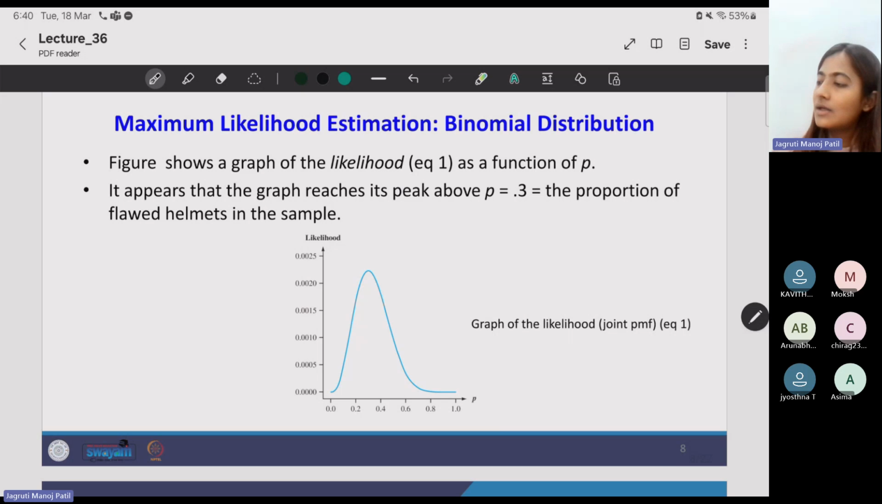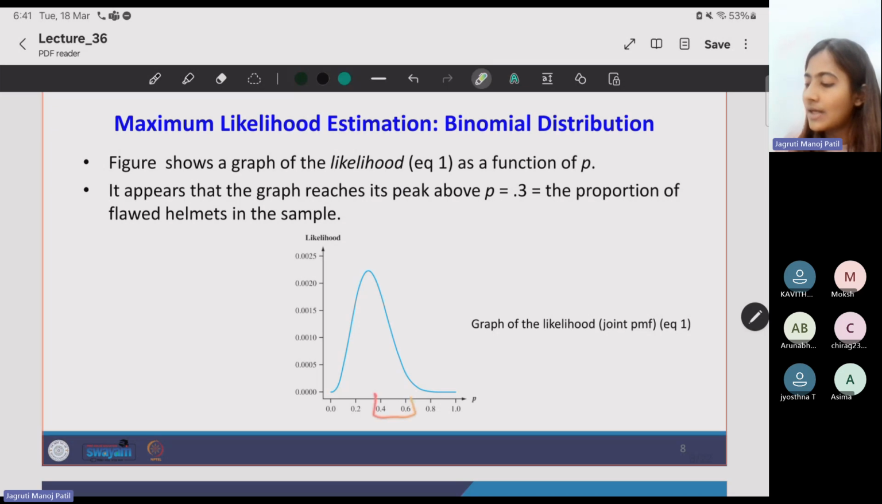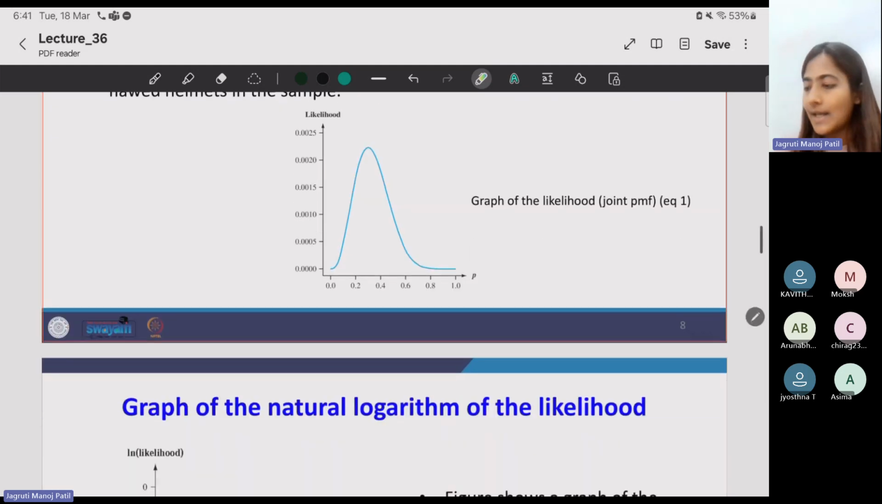We plotted p from 0 to 1, in intervals of 0.2, so those are the 6 values that we have over here. And then we plotted the likelihood. In this likelihood, we see that after 0.3 we have some maximum value, let's say for 0.4. It is peaking above 0.3, the proportion of flawed helmets in the sample. In this range we might get a maximum value where our predicted data and our observed data are closely linked to each other.